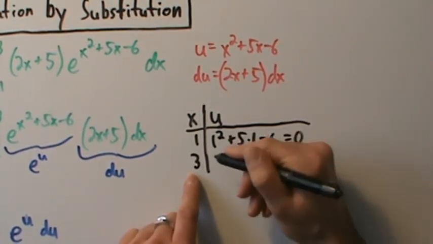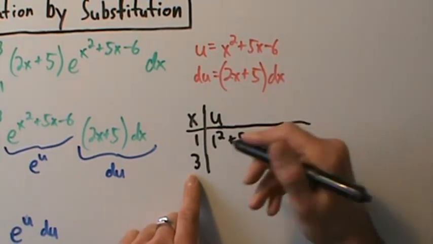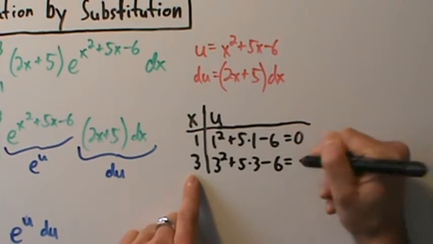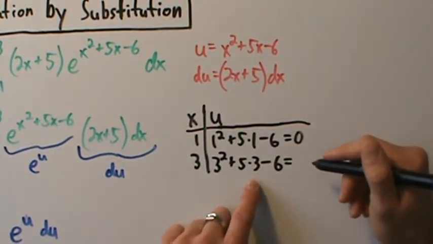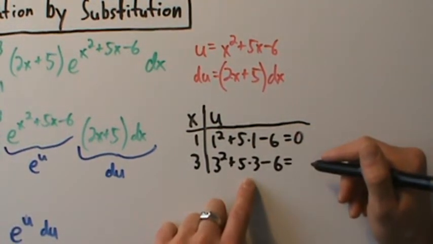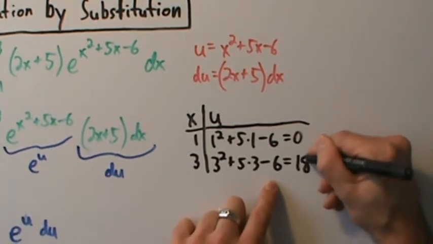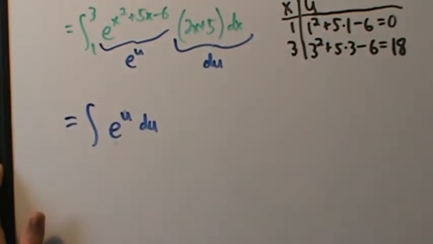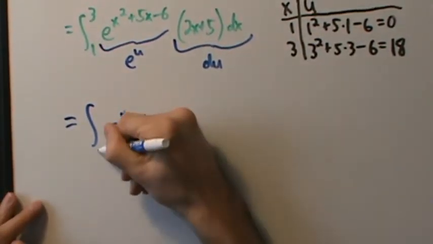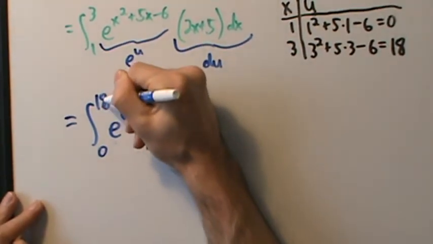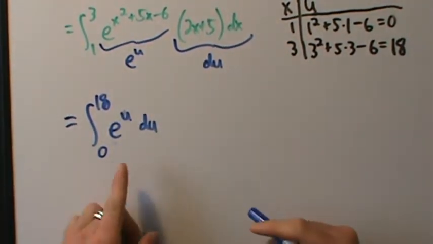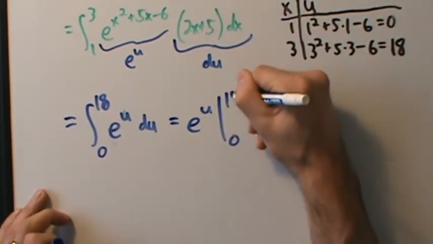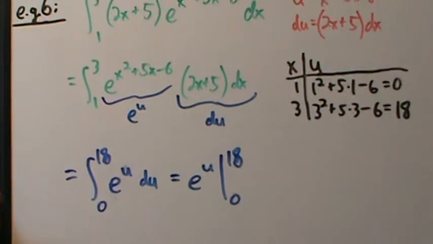If x is 3, then we have 3 squared plus 5 times 3 minus 6. So 3 squared is 9, 5 times 3 is 15, 9 plus 15 is 24, minus 6 is 18. So u goes from 0 to 18. The limits of integration here are 0 to 18. This is incredibly straightforward, right? If we integrate e to the u, we're just going to get e to the u evaluated from 0 to 18. So this is much more straightforward than this.